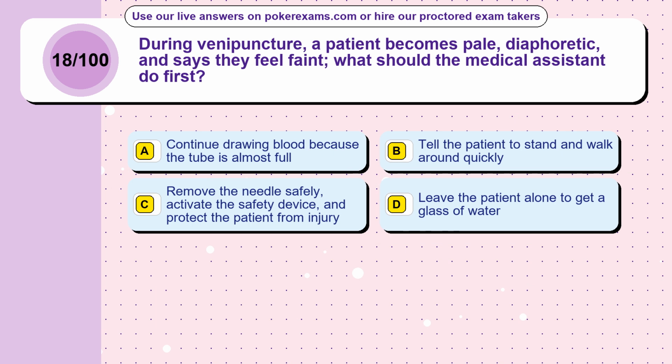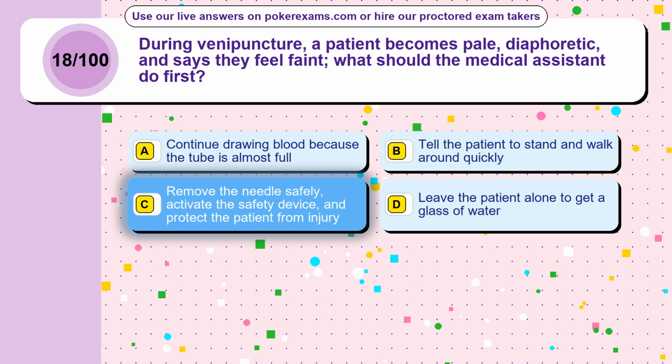Question 18. During venipuncture, a patient becomes pale, diaphoretic, and says they feel faint. What should the medical assistant do first? Option A. Continue drawing blood because the tube is almost full. Option B. Tell the patient to stand and walk around quickly. Option C. Remove the needle safely, activate the safety device, and protect the patient from injury. Option D. Leave the patient alone to get a glass of water. The correct answer is option C.